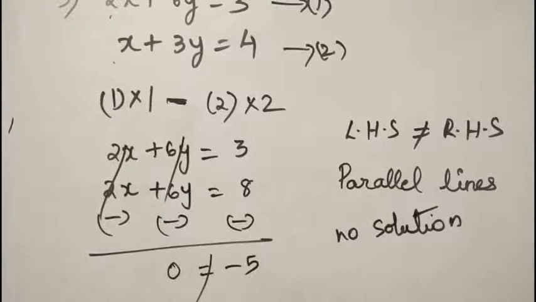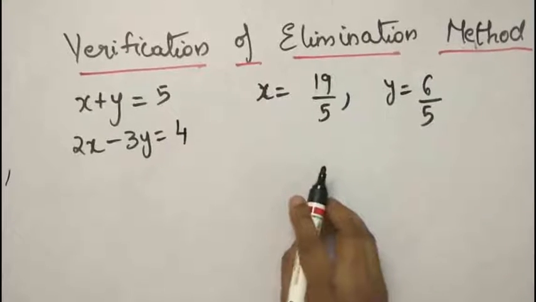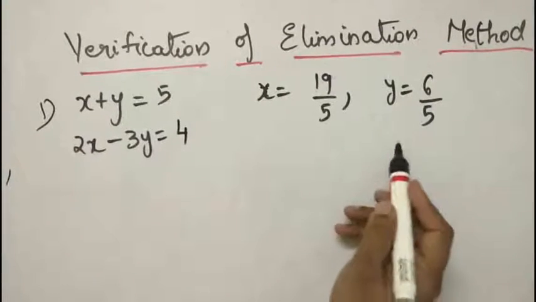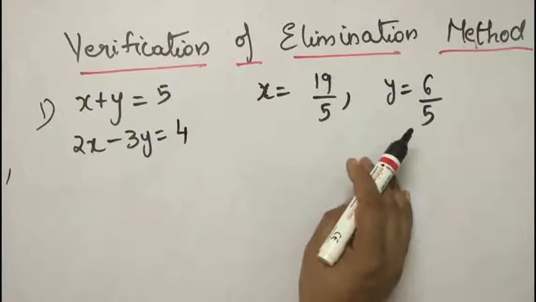Now we have studied how to solve the equations using the elimination method. Now let us go into the verification. That is, in case of intersecting lines only, you will get the value of x and y. So in case of intersecting lines only, we can verify whether the values of x and y which we got are correct or not. Verification. This is the first problem which we solved and we got the values of x as 19 by 5 and y as 6 by 5. Now let us verify whether our answer is correct or not.